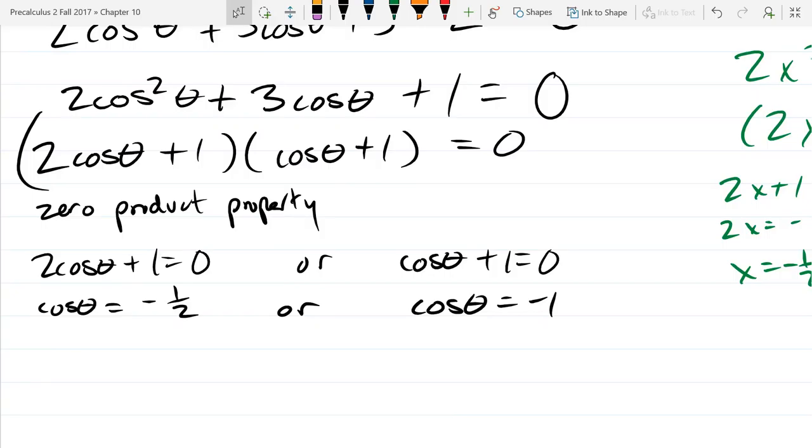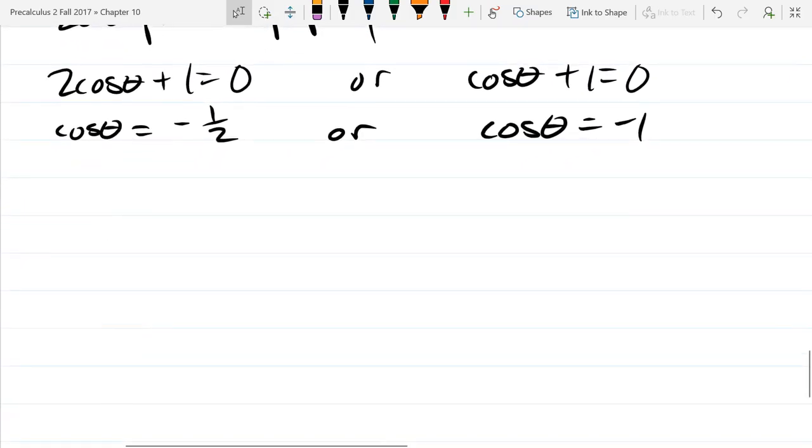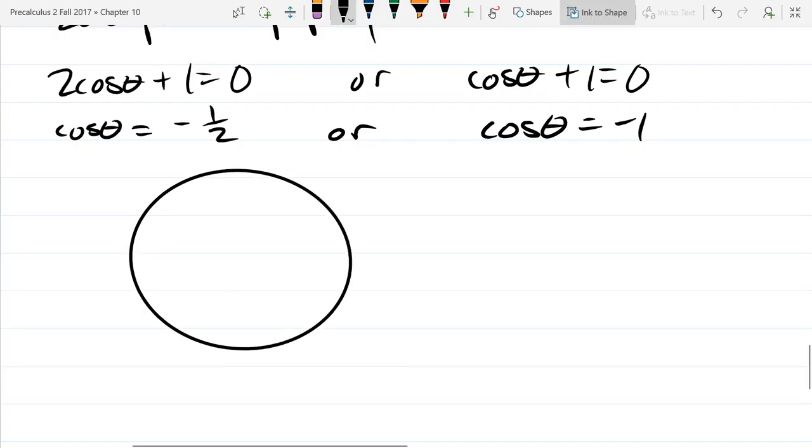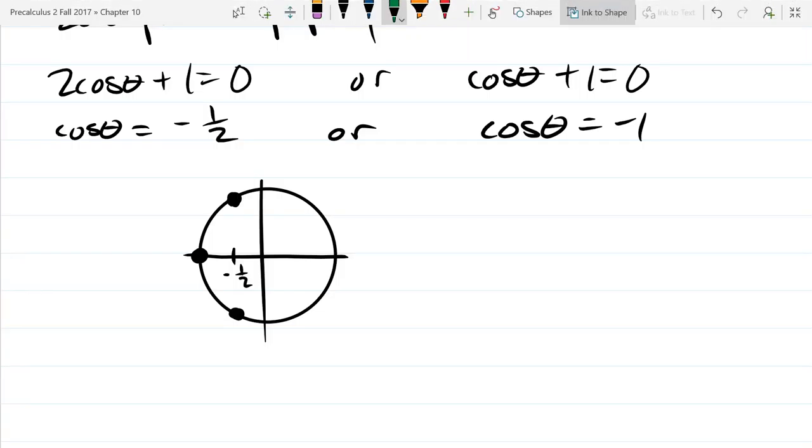We actually have two equations going on now, not just one. The good news is they're really easy equations at this point. Cosine theta is an x value, so draw a unit circle. Our x value is negative 1 or negative 1 half. There are 3 points on the unit circle I need to figure out. One of them is super easy. What angle corresponds to the negative 1 x value? That's pi. That one's really easy. So pi is one of them.